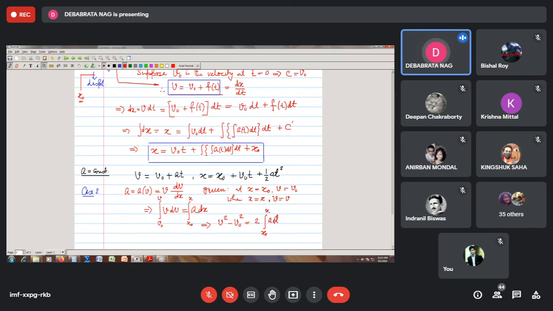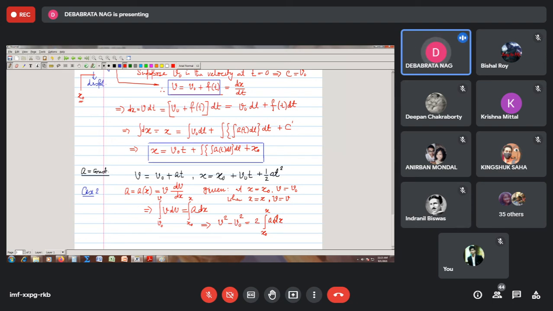Sorry, here it is not a function of velocity. I'm sorry. This one will be a function of displacement. So I have written it wrong. It is A of x. Sorry, not a function of velocity. It is written in this way.